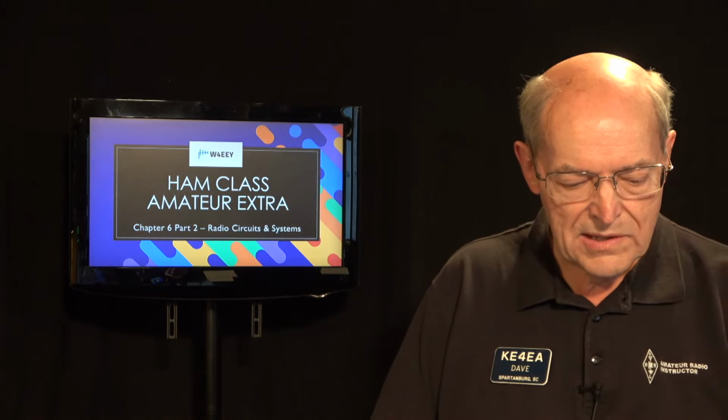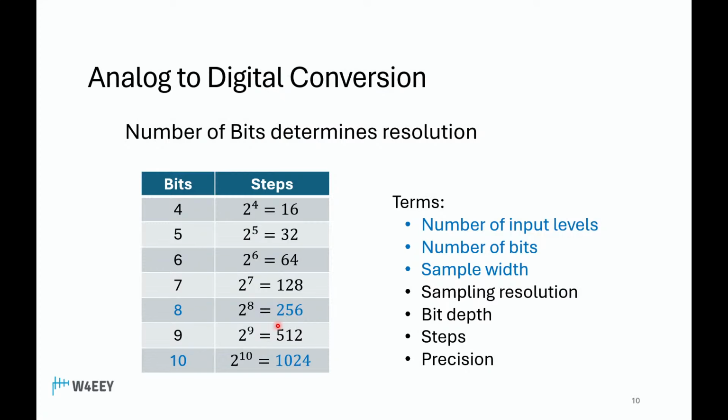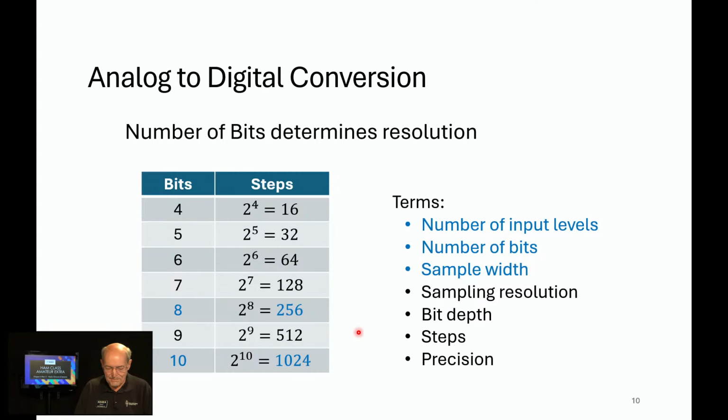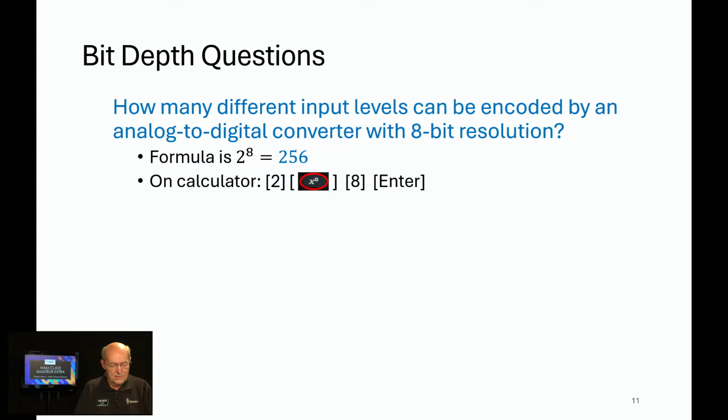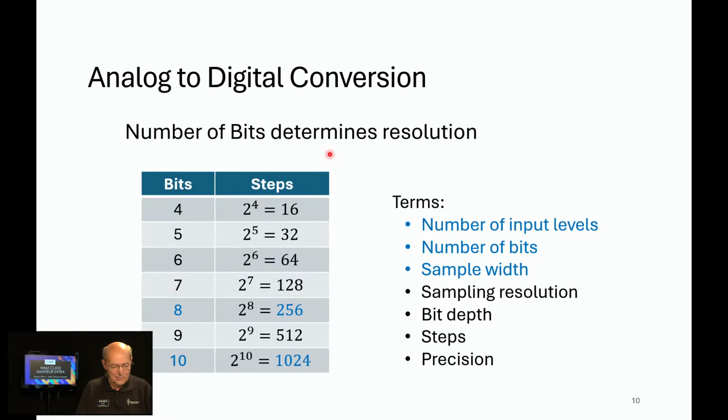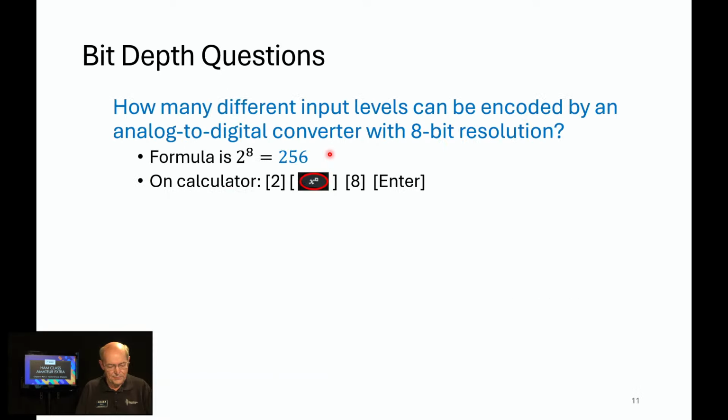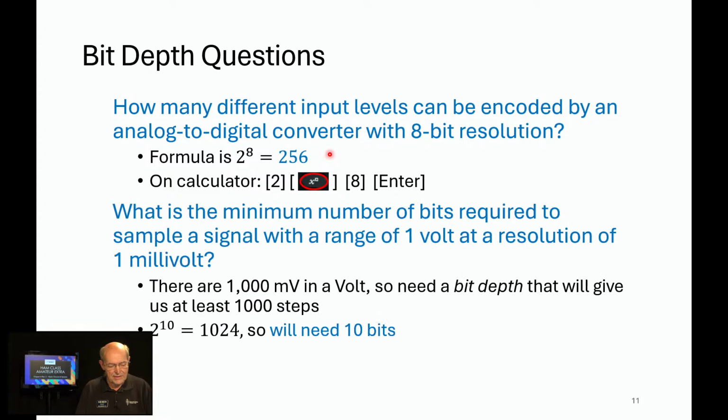The other one that we're going to be concerned with is 256. So there is a question: how many different input levels can be encoded by an analog to digital converter with 8-bit resolution? That's our 2 to the 8th power, 256, which you can probably just remember from our chart, which is fine. But I wanted to show you how to get there.